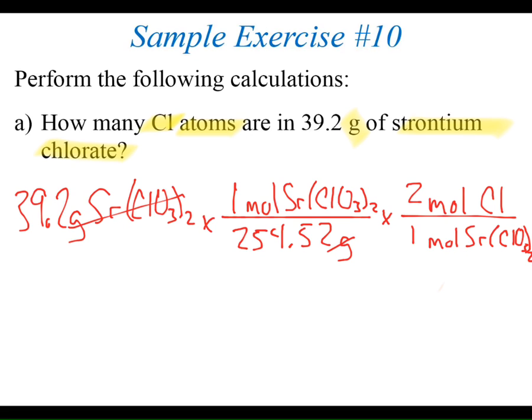Now, what if it had said oxygen atoms? What would I put in there? I would put 6, right? Because 2 times 3, there's 6 oxygens for every one of these. Yeah, but it's chlorine. Okay.